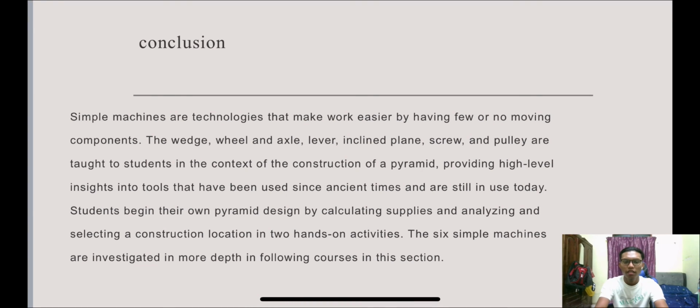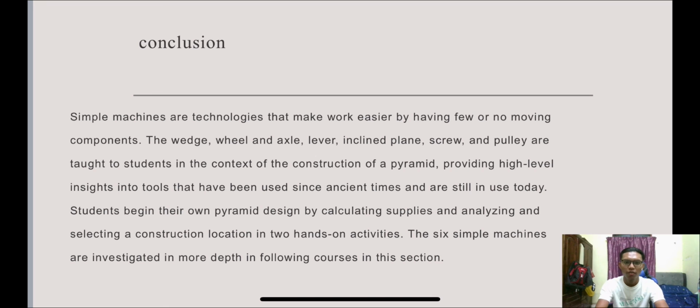Lastly, the conclusion. Simple machines are technology made to make work easier by having few or no moving components. The wedge, wheel and axle, lever, inclined plane, screw, and pulley are taught to students in the context of the construction of a pyramid, providing hands-on insight into tools that have been used since ancient times and are still in use today.